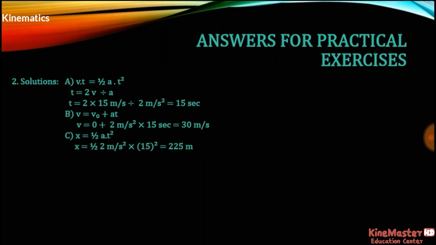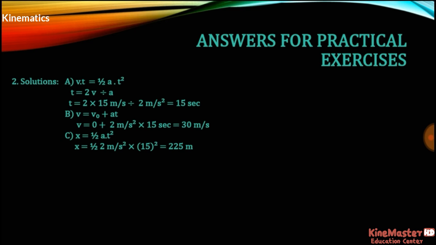We got the answer here. Answers for practical exercises. The first: V times T is equal to half of A T squared, which means T is equal to 2V divided by A. T is equal to 2 times 15 meters per second divided by 2 meters per second squared, which is equal to 15 seconds.